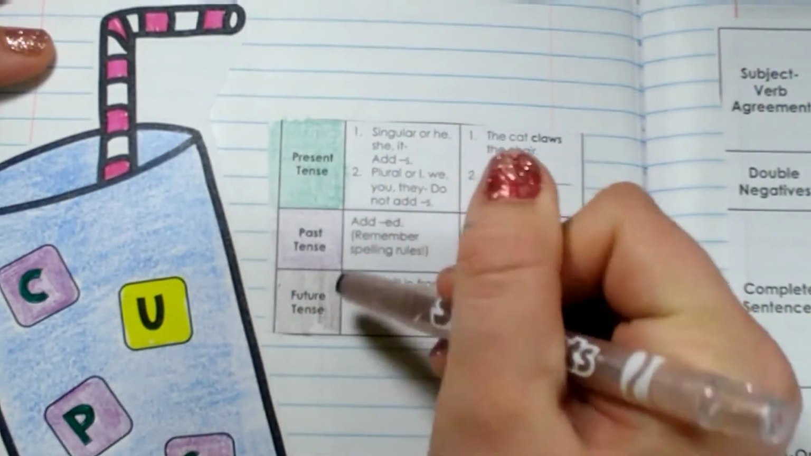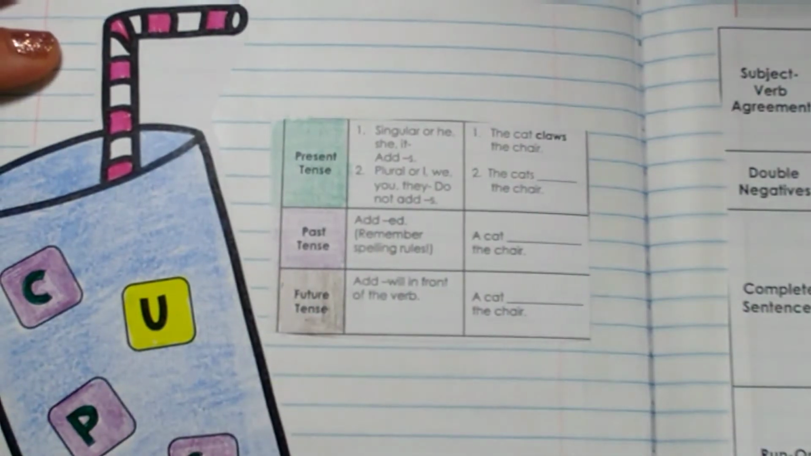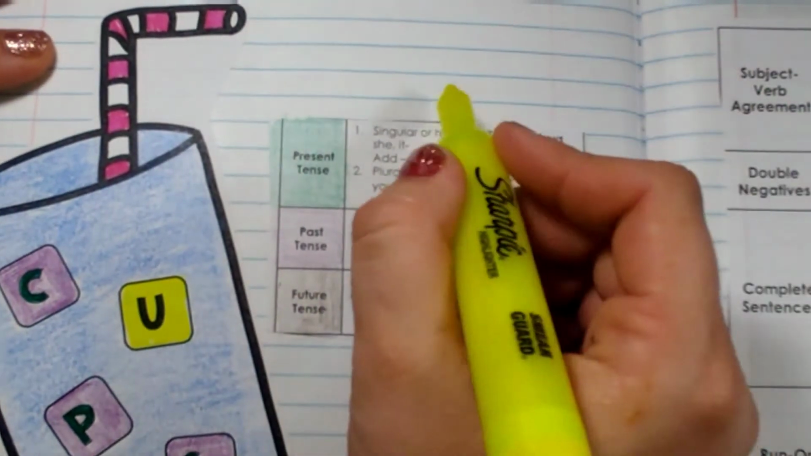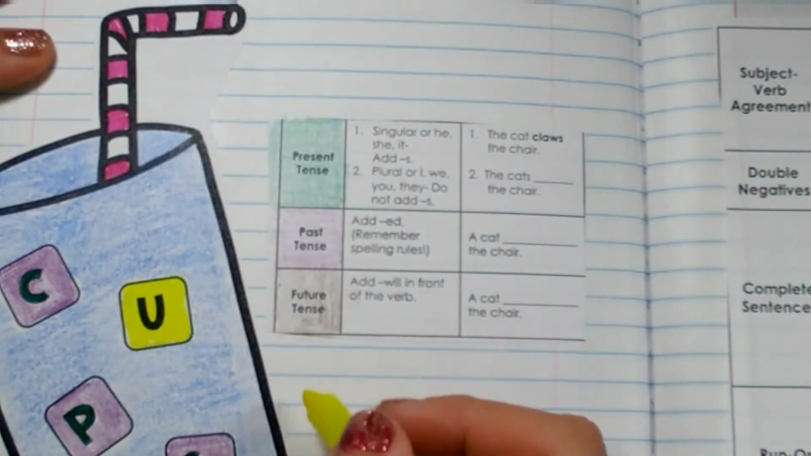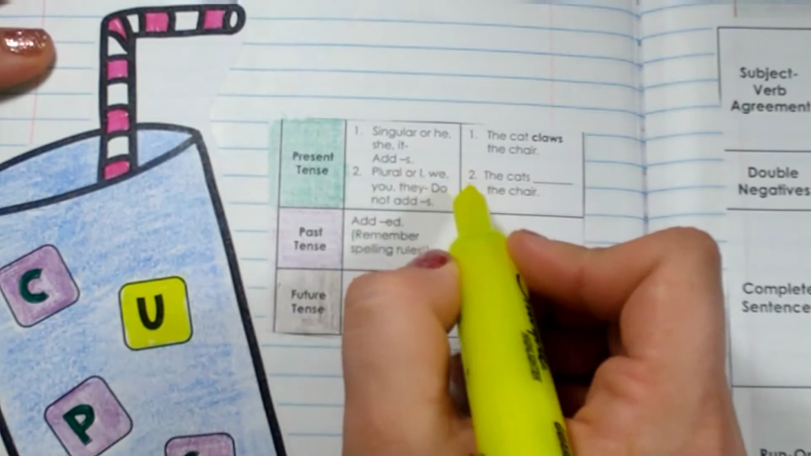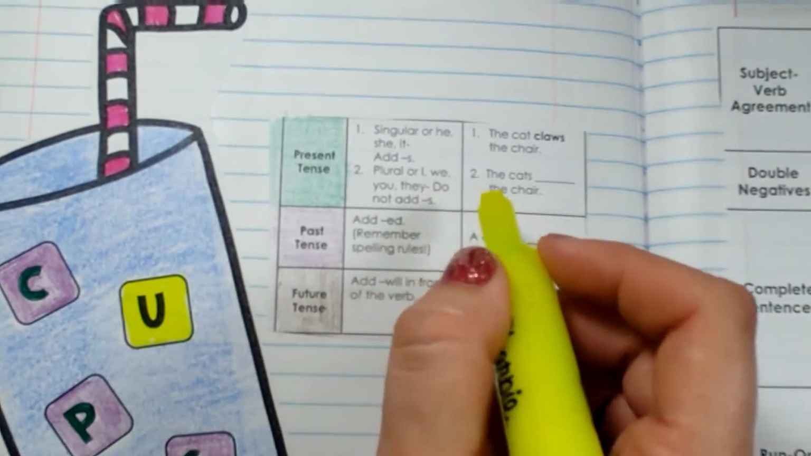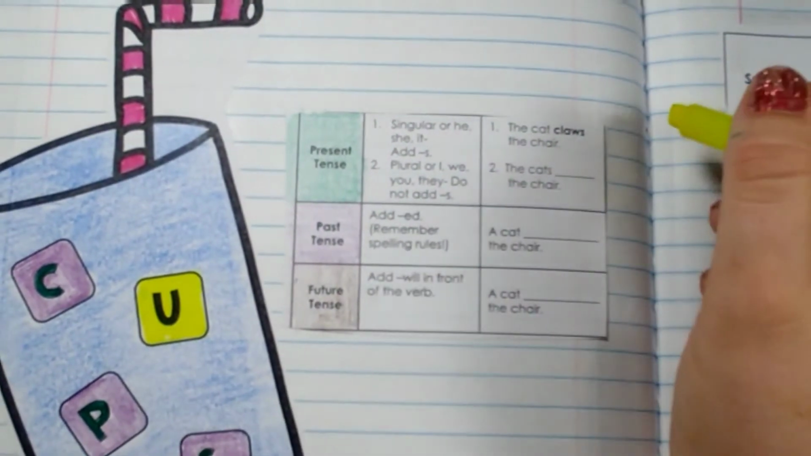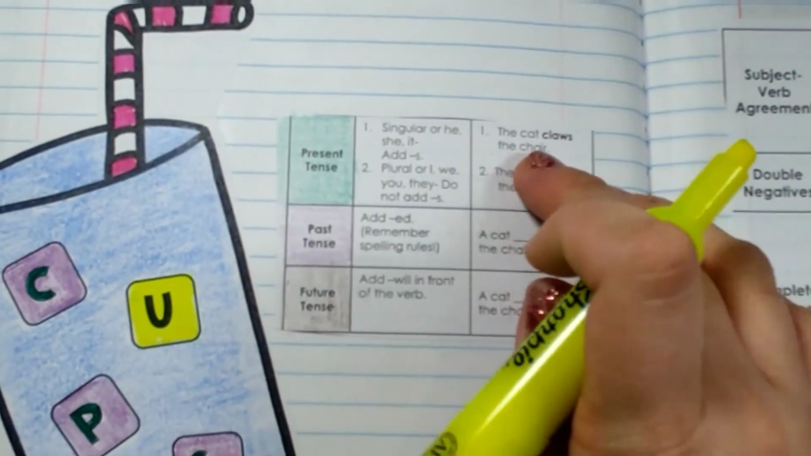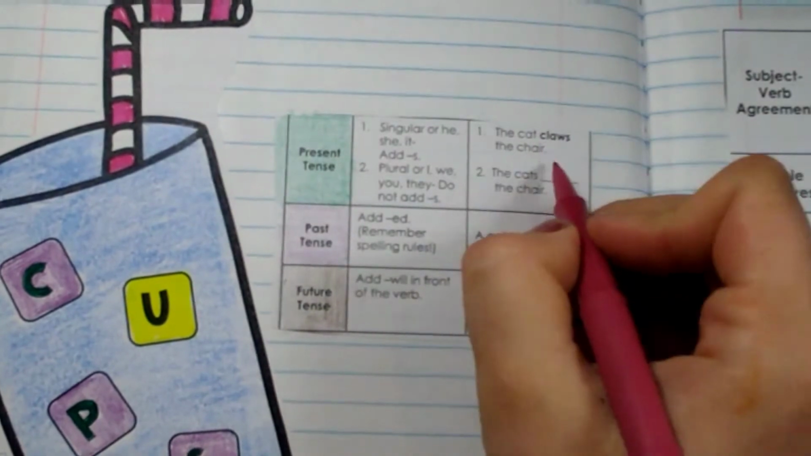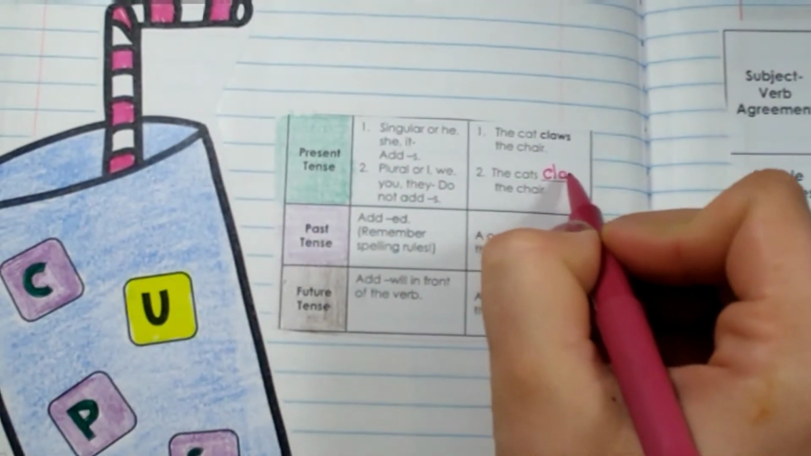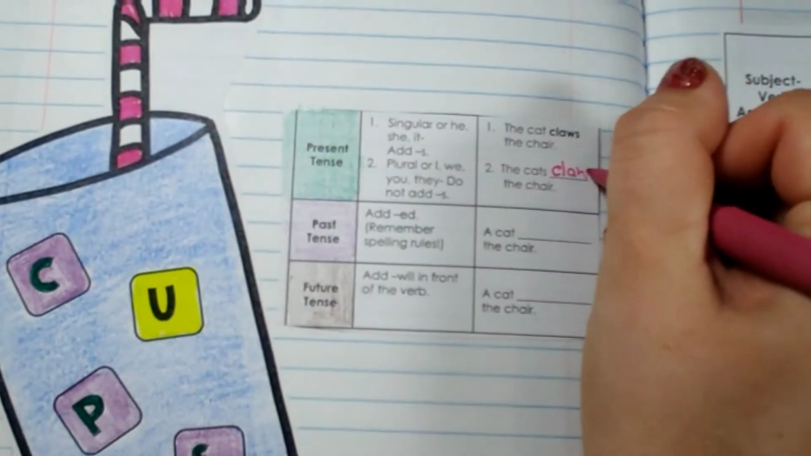So present tense is right now. What's happening right now? For the singular, we have to use he, she, it. We add an S on the end of the verb. If it's plural or I, we, you, they, we do not add an S. For example, the cat claws the chair. What we would write here is we would say the cats claw the chair if there's more than one cat.